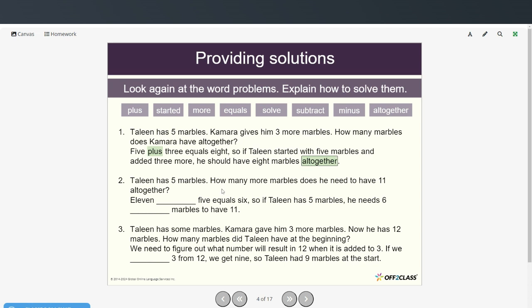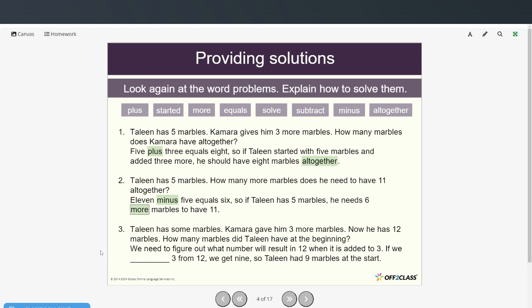Talene has 5 marbles. How many more marbles does he need to have 11 marbles altogether? So 11 minus 5 equals 6. So if Talene has 5 marbles, he needs 6 more marbles to have 11.